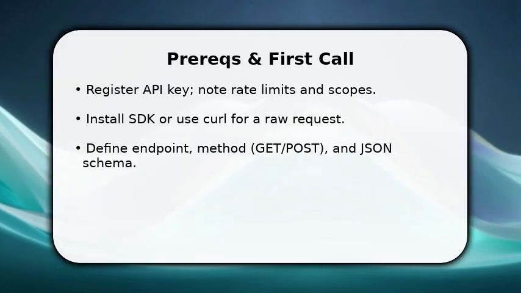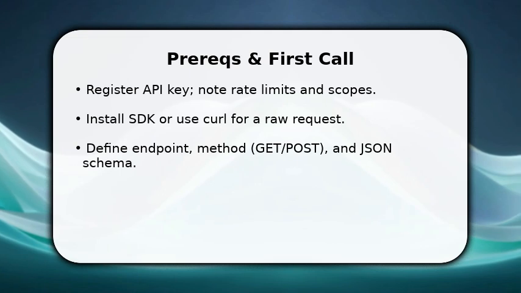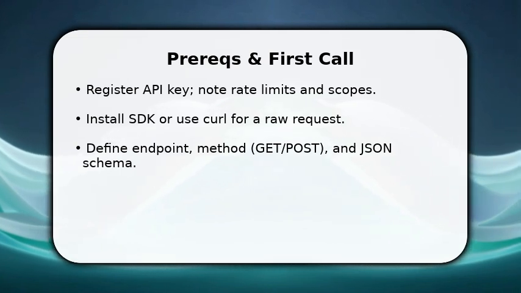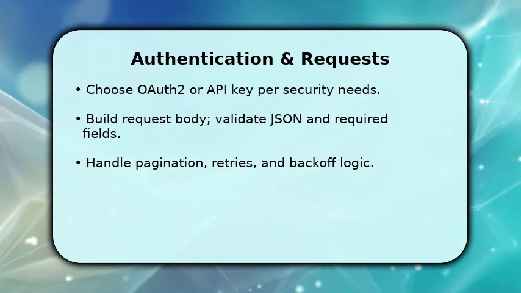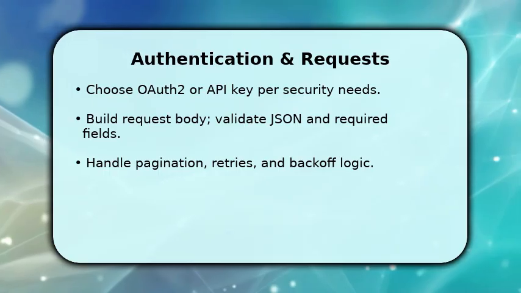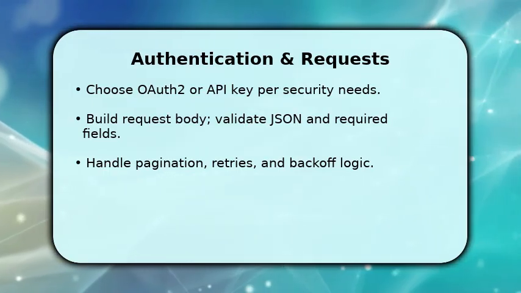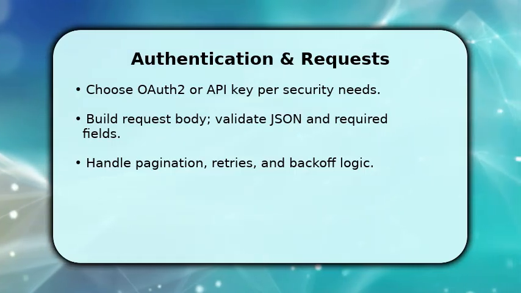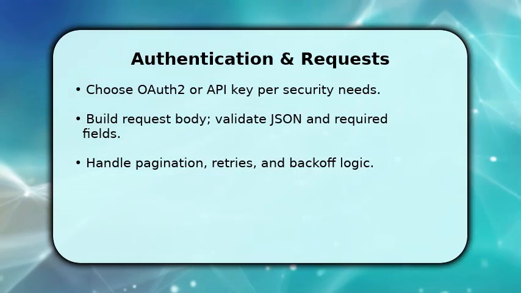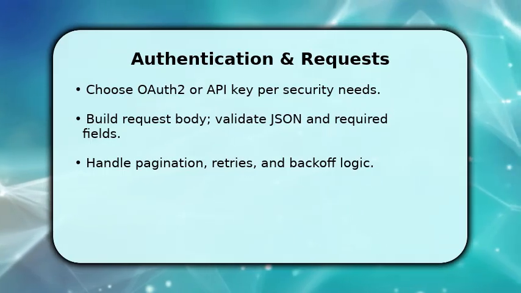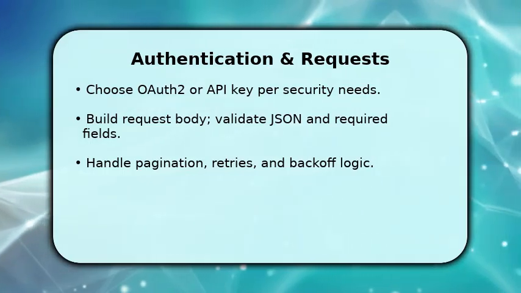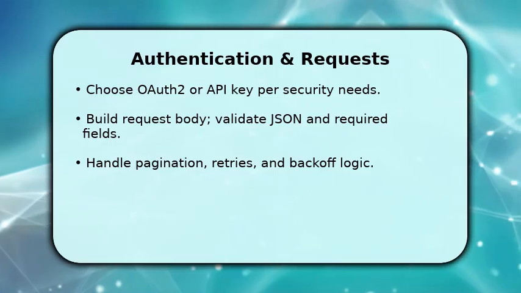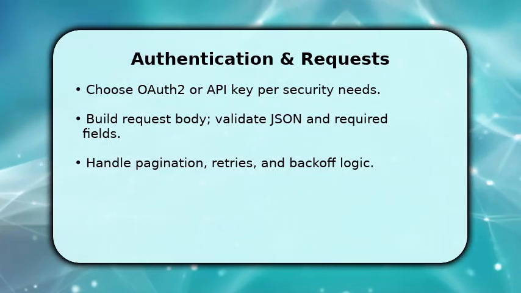You now wire up authentication. Implement OAuth 2 for user-level access or an API key for service-to-service calls, because security choices affect token refresh and permissions. Once done, build the request body and validate JSON against required fields to avoid 400 errors. Then implement pagination and retry logic with exponential backoff, so large datasets and transient errors are resilient.